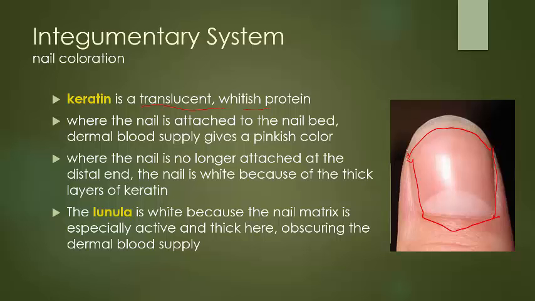Here, at the distal end of the nail, where it's no longer attached to the nail bed, the nail itself is white because of that thick layer of keratin material, which is whitish. And then finally, at the proximal end of the nail is the lunula, and here, because the epithelial layers are so thick and the cells there are especially active, they're thick enough that they actually obscure the dermal blood supply, and so we can't see it as easily, and so it's white there as well.